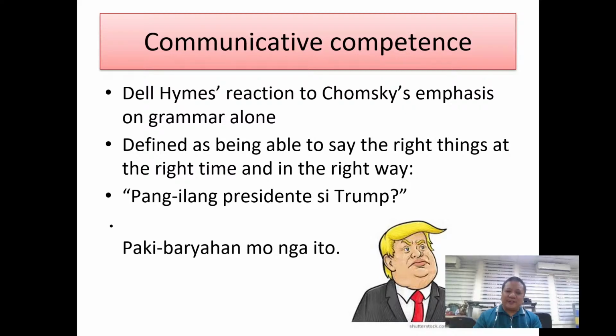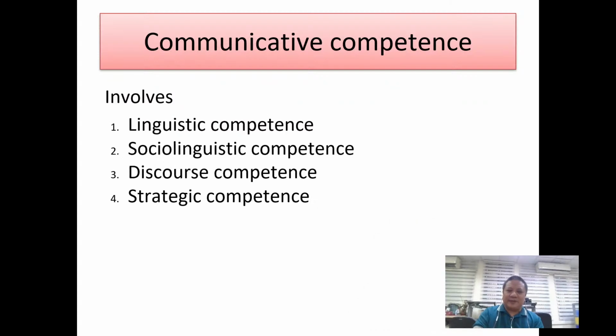Okay? So for example, how do you say pang ilang presidente si Trump? Or pakibariyahan mo nga ito in English. Now we're talking here about the natural way of saying it, not just the ones that we invented. Okay? So that's an illustration about communicative competence.